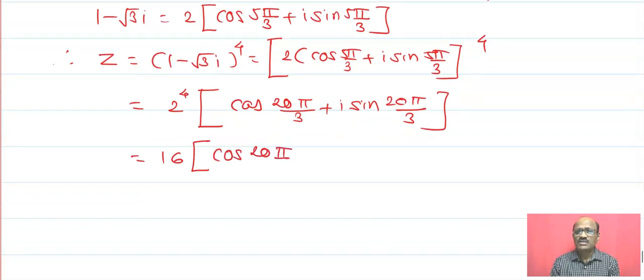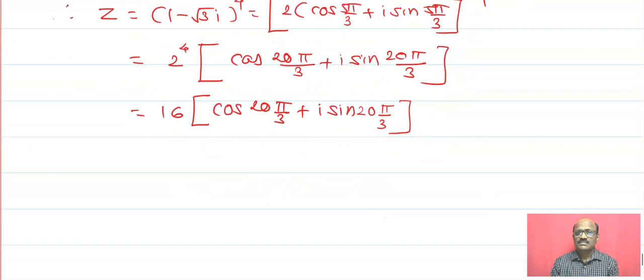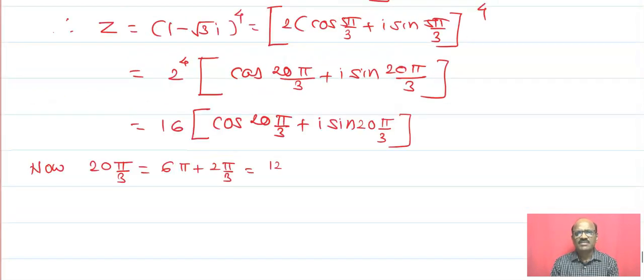Now again see how the 20 pi by 3 is written in this manner. 2 raised to 4 is 16. Now see this 20 pi by 3. How do I write this? To find out the accurate value of the trigonometric functions, I had written it like this. There is a divide 20 by 3. Then you are getting 6 pi plus 2 pi by 3. But again, what is the value of pi by 3? Pi by 3 is 60. 60 plus 60, it is 120.